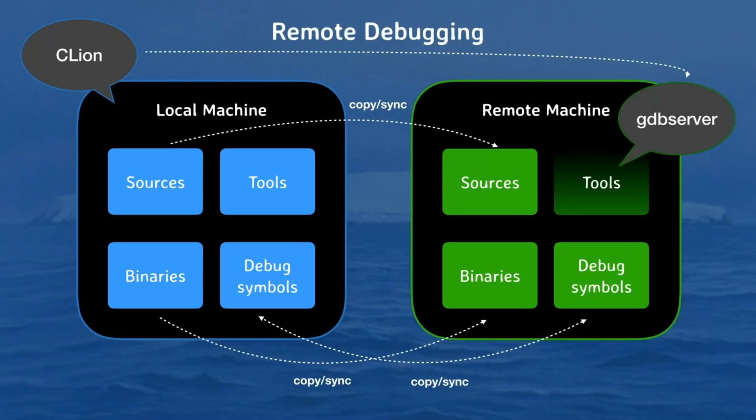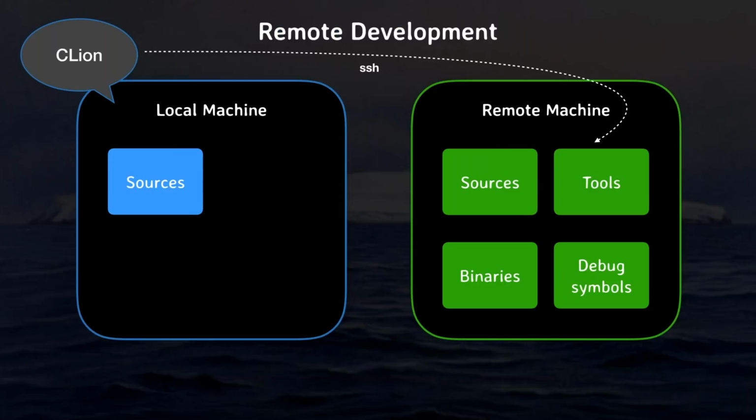But actually, you're still building and developing locally and then deploying, and then it's only the debugging stage that we introduce the extra tooling. So then we go on to the new feature as of 2018.3, which we call remote development. Now CLion will go over SSH.